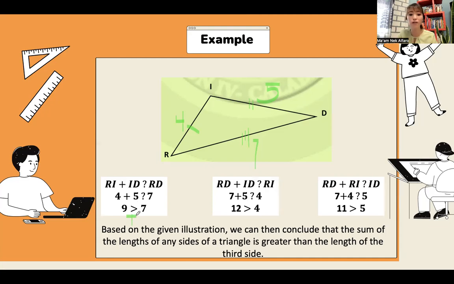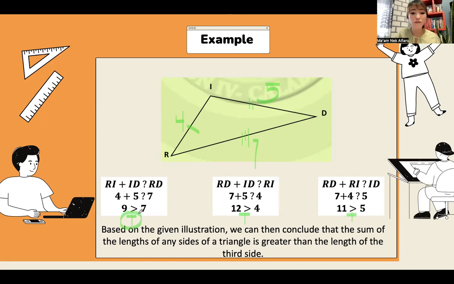How about the second solution? RD is 7 plus ID is 5, is it greater than RI, which is 4? 7 plus 5 is 12. 12 is greater than 4. Is it true or false? True. Yes, 12 is greater than 4. How about the third side? We have RD, which is 7, plus RI, which is 4, and ID measures 5. 7 plus 4 is 11. Is 11 greater than 5? Yes, that is true.